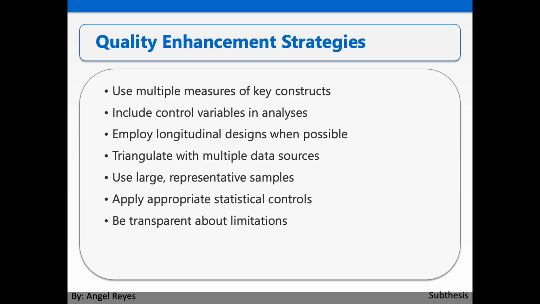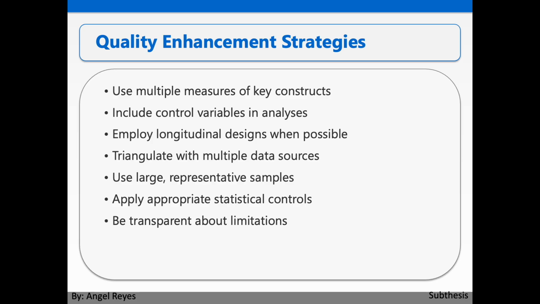Employ longitudinal designs when possible. Following participants over time helps establish temporal sequence and provides stronger evidence for causal relationships than cross-sectional designs. Triangulate with multiple data sources. Combine self-report data with observational data, archival records, or reports from multiple informants to get a more complete and accurate picture. Use large, representative samples. Larger samples provide more statistical power and better generalizability, while representative sampling enhances external validity.